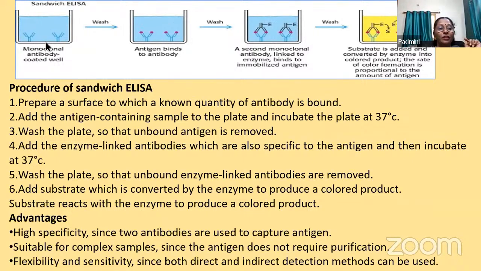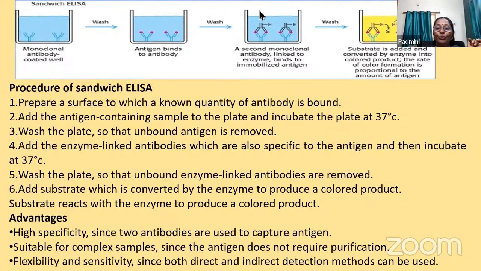So this is coated with a monoclonal antibody, and then you're going to add the serum, the patient serum over there. So any antigens present in this patient serum in this plate are going to get bound onto this capture antibody. So this is a capture antibody. These red ones are the antigens that have been captured by this antibody. Then any unbound antigens are going to be washed off by the buffer.